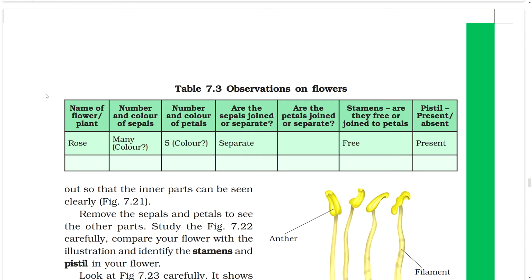Cut it out so that the inner parts can be seen clearly. Figure. Remove the sepals and petals to see the other parts. Study the figure carefully. Compare your flower with the illustration and identify the stamens and pistils in your flower.